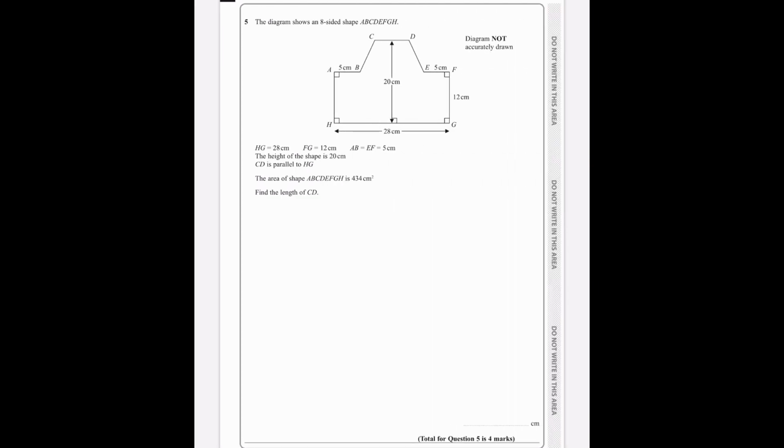Alright, question number 5 is a compound shape. We've got a rectangle and a trapezium. By using a little bit of deduction, we can work out the width of the base of the trapezium is going to be 18, and the height of the trapezium is going to be 8. And so to find the area of the overall shape, we can find the area of the rectangle and then add the area of the trapezium.